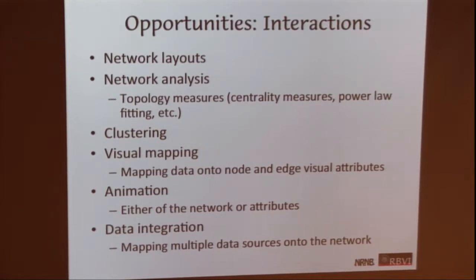Interactions. What are the things you can do with protein-protein interaction networks and other kinds of interaction networks? Obviously, layouts. Everybody should be familiar with force-directed layouts. There's many others. You can do all sorts of network analysis. There's a whole slew of topology measures that you can use to find out if this is scale-free, where the hubs are, where the node centralities or essentialities are. There's great tools for that. You can do clustering. You can do visual mapping, all of these different things. I'm going to focus on 2, clustering and data integration.